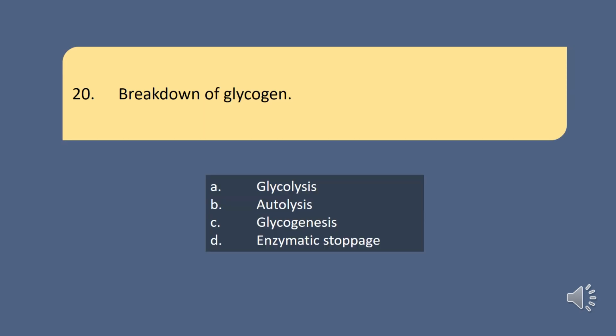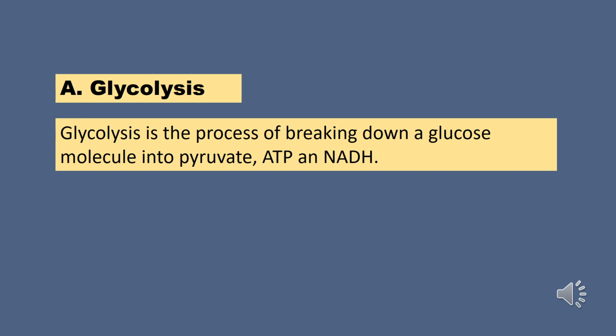20. Breakdown of glycogen. A. Glycolysis. B. Autolysis. C. Glycogenesis. D. Enzymatic stoppage. The correct answer is letter A. Glycolysis. Glycolysis is the process of breaking down a glucose molecule into pyruvate, ATP and NADH.